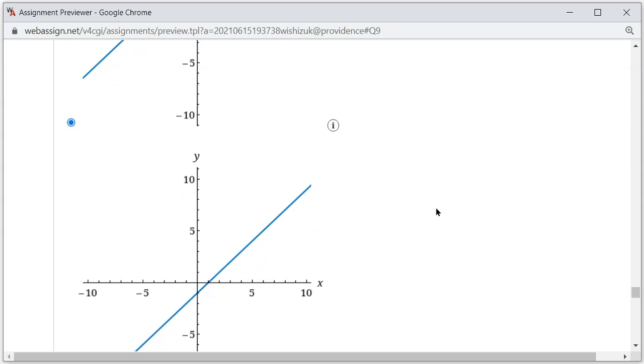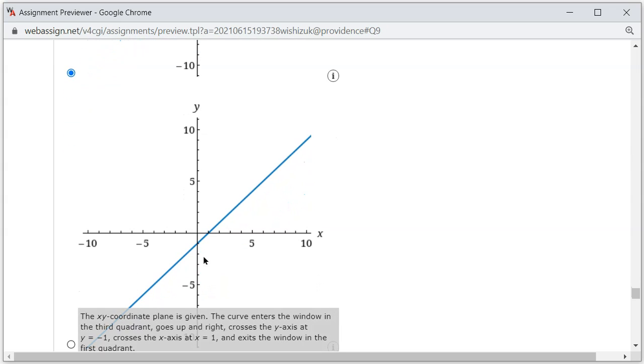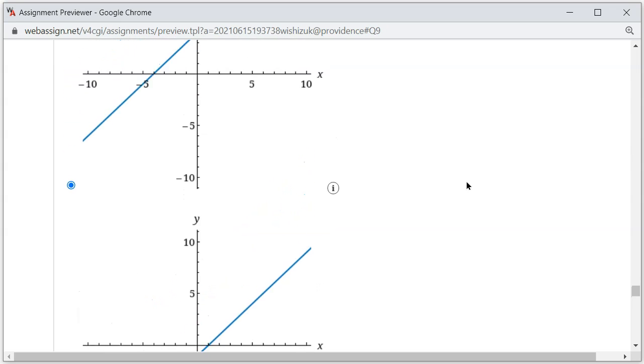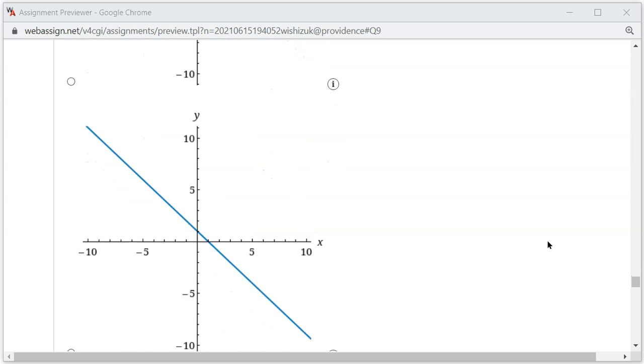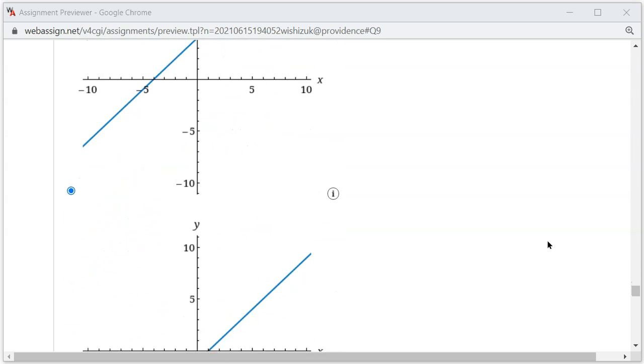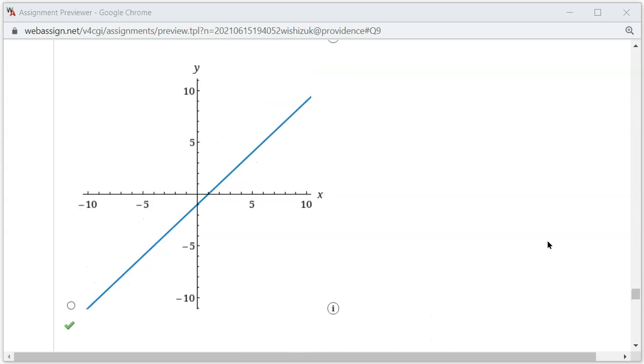And just for the heck of it, look at this one. This has the wrong y-intercept. So you can see that this is the correct picture. All right, let's check the answer. It came back and looks like we have the correct answer.